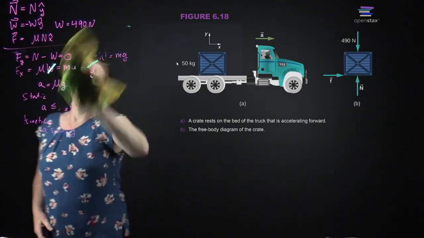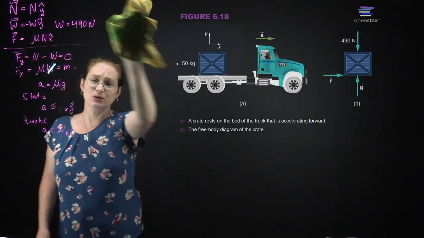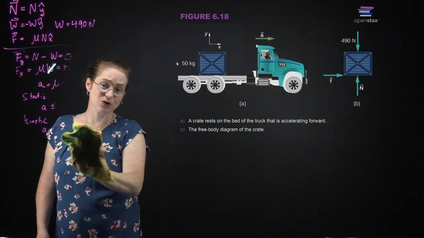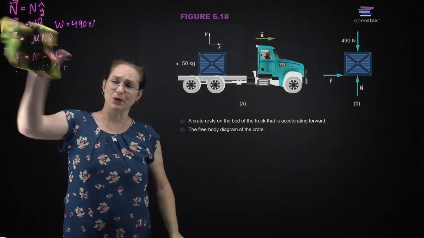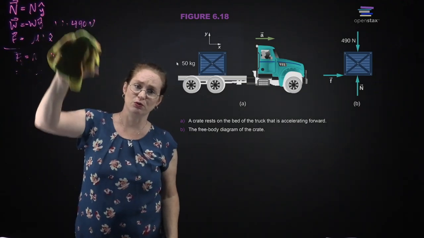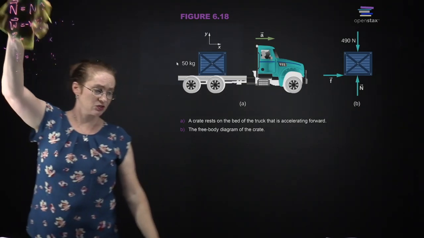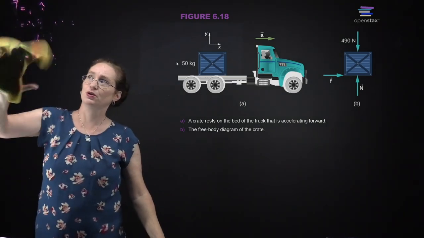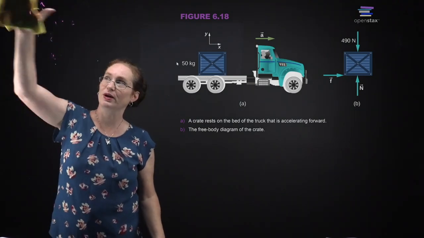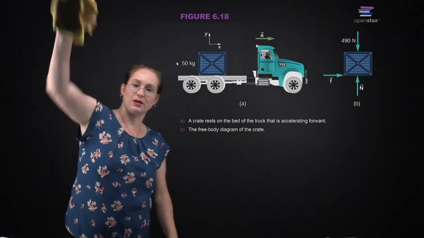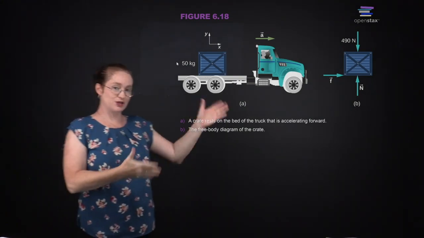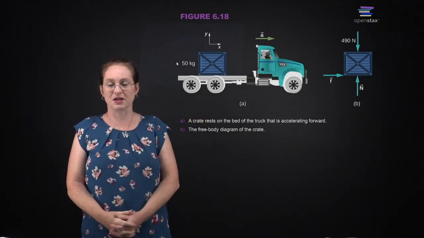And you know that because the only thing that the box is touching is the truck. There really can only be three forces on this box. You only have friction, the normal force, and weight. So you'd have nothing else. There's no other way to apply a force. So therefore, friction has to be the thing getting the truck to accelerate.